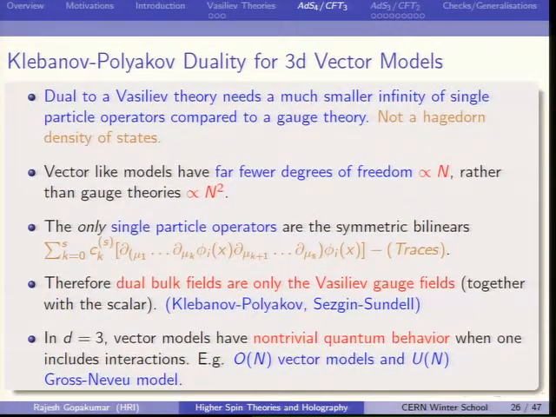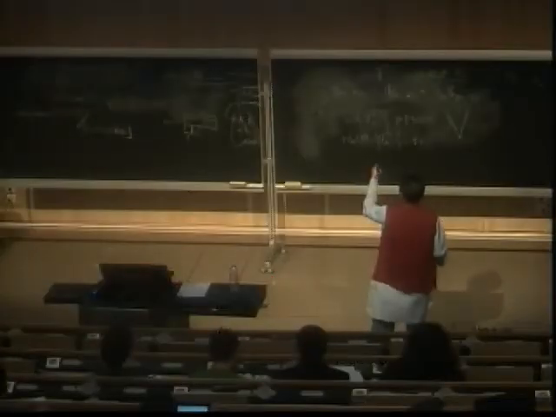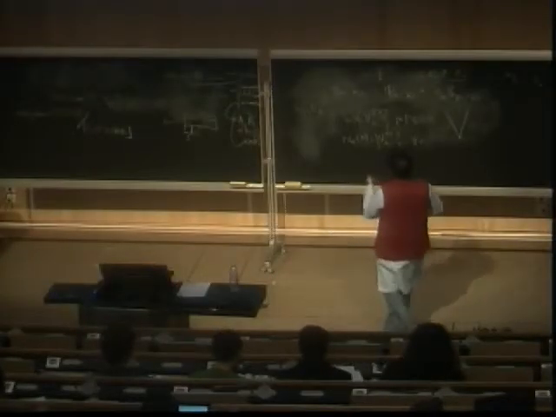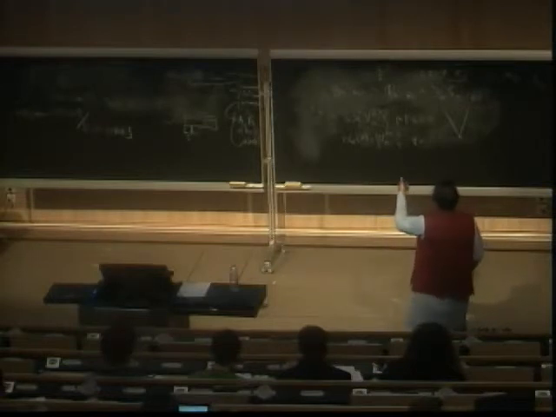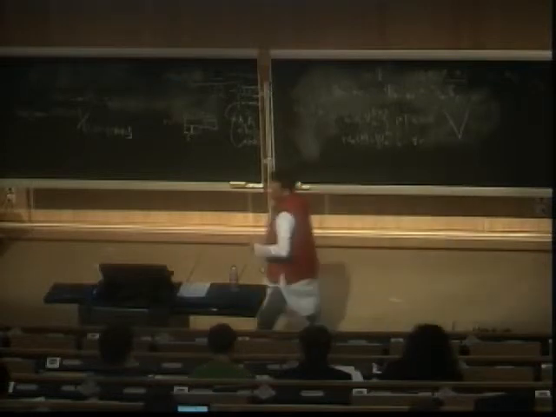And the interesting thing about these vector-like models in 3 dimensions is that, of course, in the free theory you have these conserved currents, but these vector-like models actually have a non-trivial quantum behavior when one includes interactions. Either you could consider an O(N) vector model like this, where I consider some real fields phi, or I could consider fermions psi. I could just replace my phi with some psi, and I would have the Gross-Neveu model.